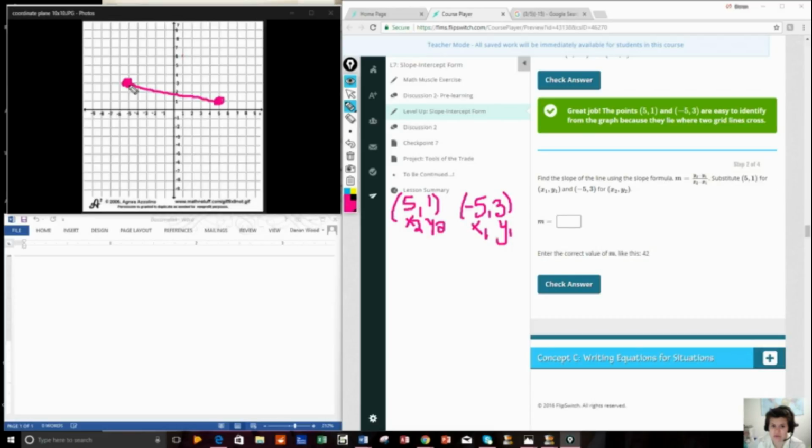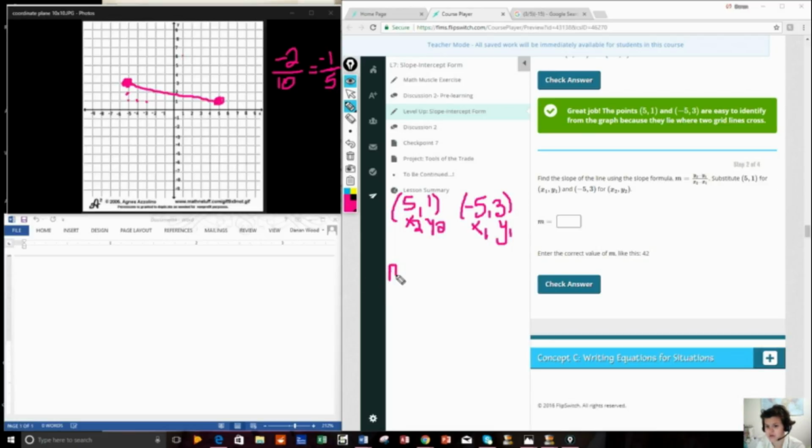So in order to get to my last point, I've got to go down 1, 2. So that is my rise. It's negative 2 because we went down. And the run would be 1, 2, 3, 4, 5, 6, 7, 8, 9, 10. Negative 2/10, which reduces down to negative 1/5. Okay, so now let's do the algebra and see if we work it out correctly.